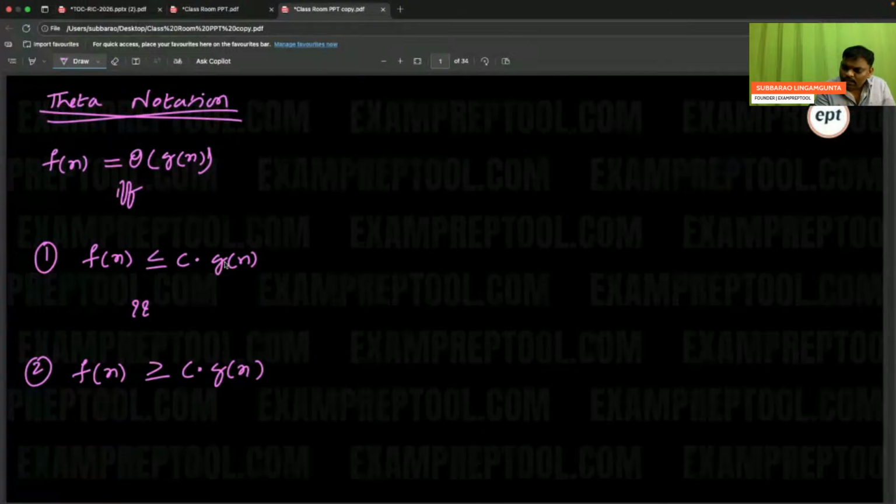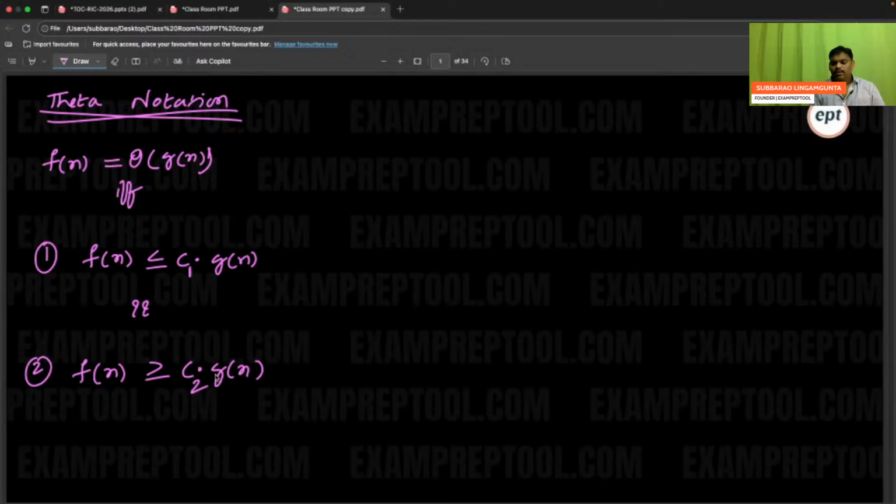For some constant c, big O. For some constant c, omega. You may think both are the same c. No. Some constant c1 here, some constant c2 there. There is no relation between them. C1 and C2 may be equal, C1 may be greater, or C2 may be greater. Anything can happen. Theta means that if big O and omega are both possible, then I can say theta is possible.